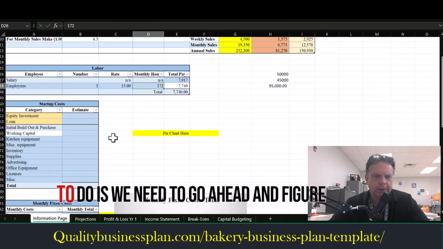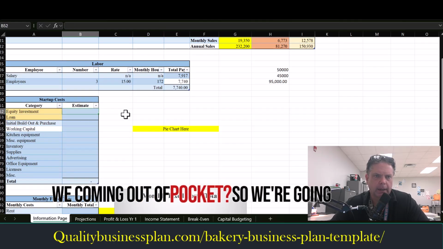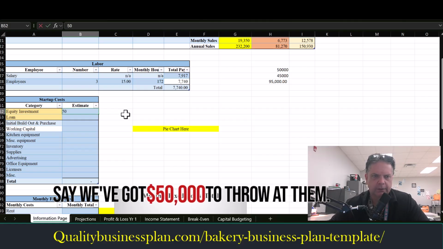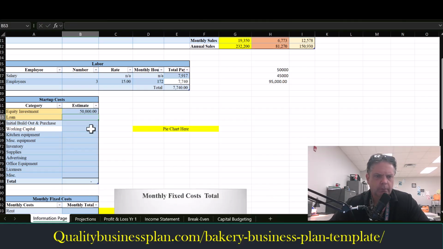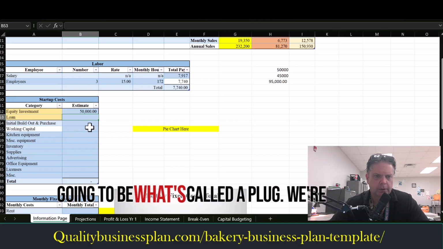The next thing we need to do is figure out our equity investment. How much are we coming out of pocket? Let's say we've got $50,000 to throw at this. We're going to leave that loan figure alone. That loan figure is going to be what's called a plug.